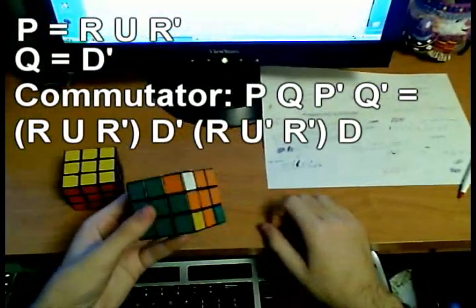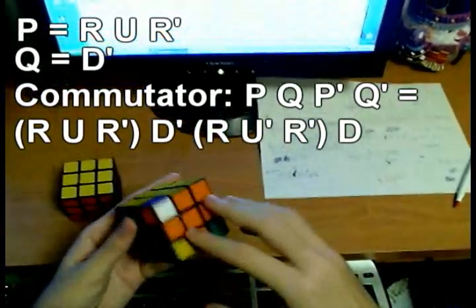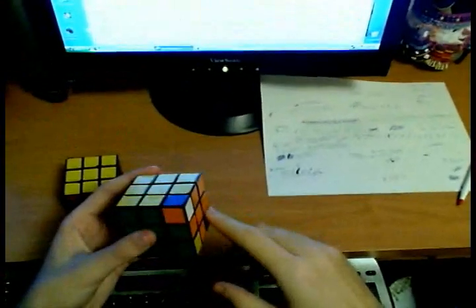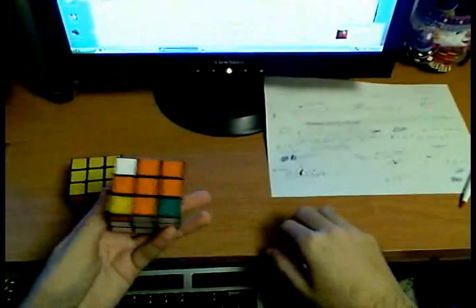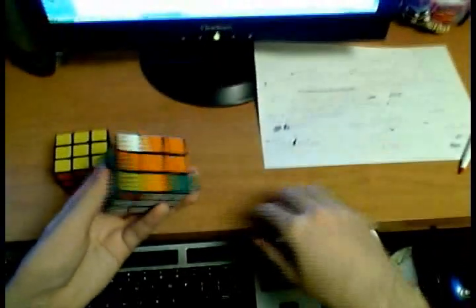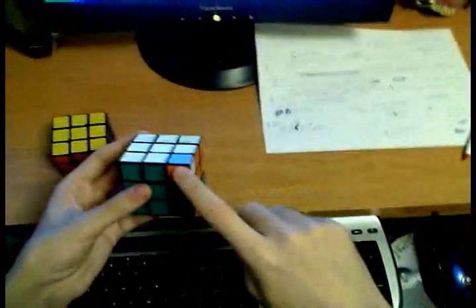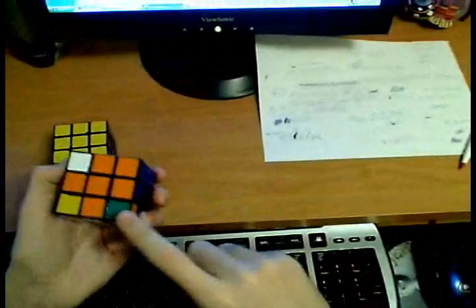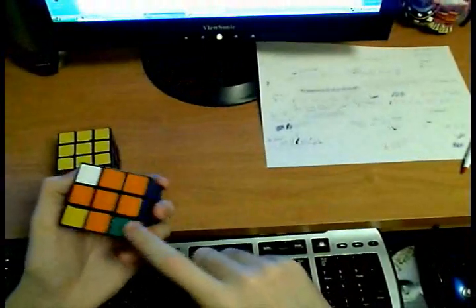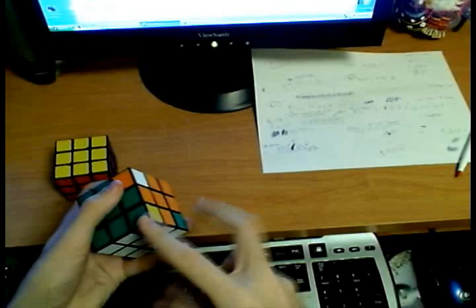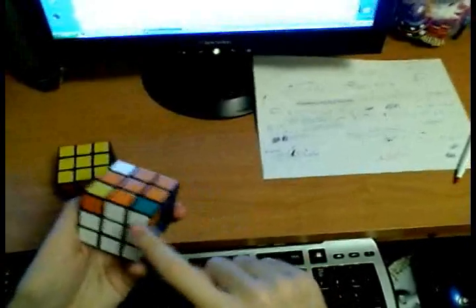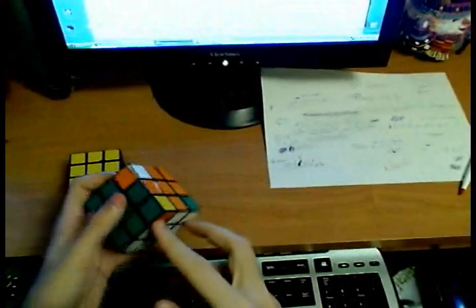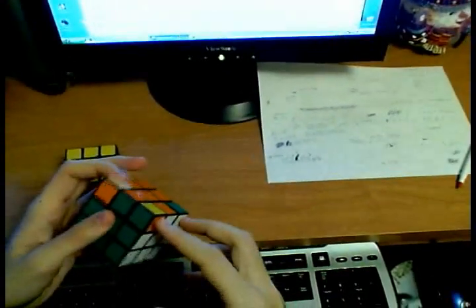So let's see exactly what this algorithm did. It cycled these three pieces, but we have to more specifically look at how it cycled the stickers, not the pieces themselves. This orange sticker used to be here, and this green sticker used to be here. So these three stickers are cycled. Similarly, this white sticker used to be here, and this white sticker used to be here. So these three stickers are also cycled.